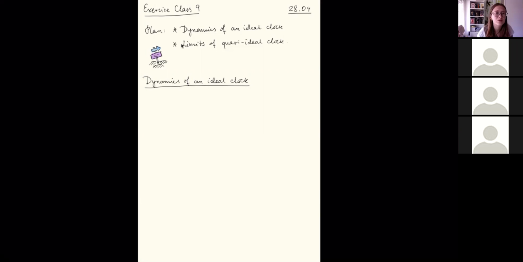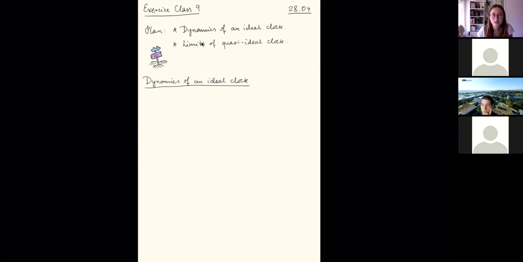I'll just slowly start. So today we're going to discuss two topics. The first one concerns the dynamics of an ideal clock, and the second one concerns the limits of the Hamiltonian of the quasi-ideal clock.